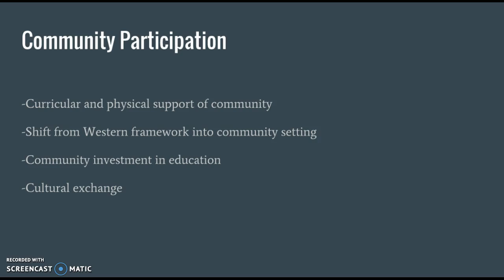This not only increases community investment in the education because they can see that the students are learning in a more deep and meaningful way about their community, but it also increases the students' investment in their community. They begin to be able to perform public services, understand the way that the community works, the cultural implications of various mechanisms of the community. And it creates a true cultural exchange and a true partnership between the education system and the community in which it's located.